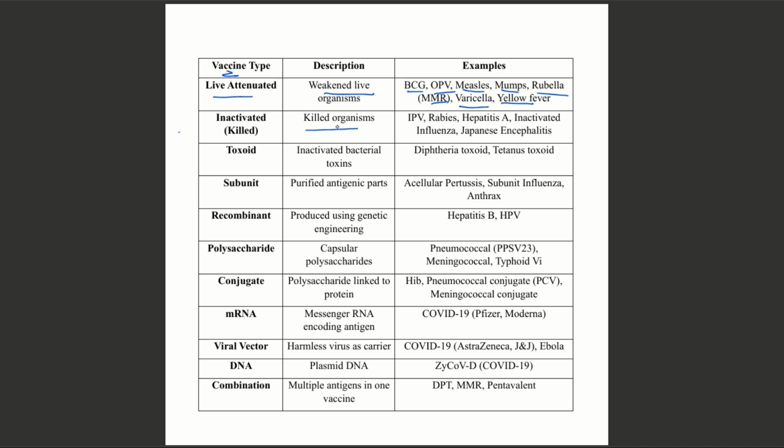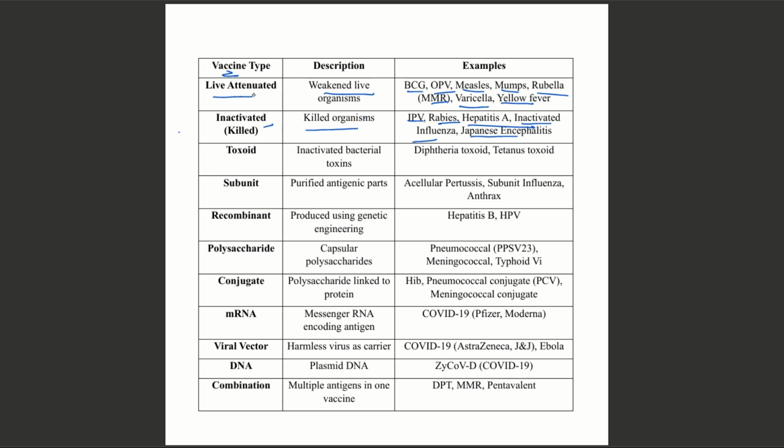So killed microorganisms are used in this type. Examples are IPV, rabies, hepatitis A, inactivated influenza, and Japanese encephalitis. These are examples of vaccines in which inactivated microorganisms are used. These inactivated vaccines are safer than live vaccines and they cannot cause disease. But a booster dose is required in this type of vaccine.